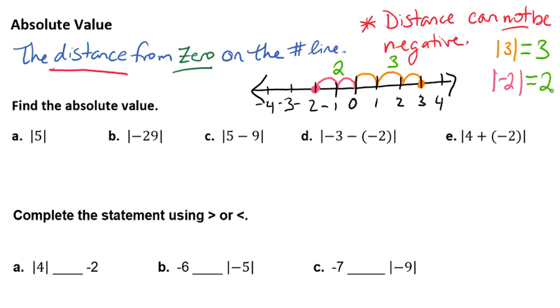So let's do some examples. If I have the absolute value of 5, that would be 5 spaces away from 0 on the number line. So my answer would be 5. Well, look at our next example. If we have the absolute value of -29, how many spots from 0 do you think that would be? It should be 29 spots from 0. And since it can't be negative, we get a positive 29.